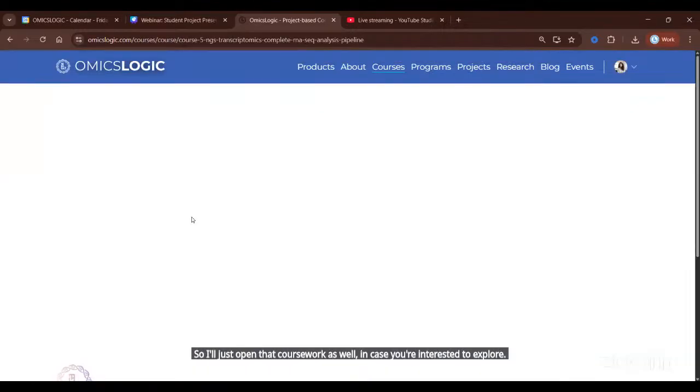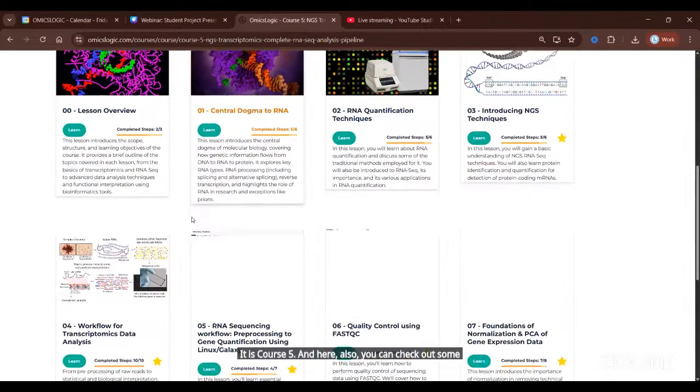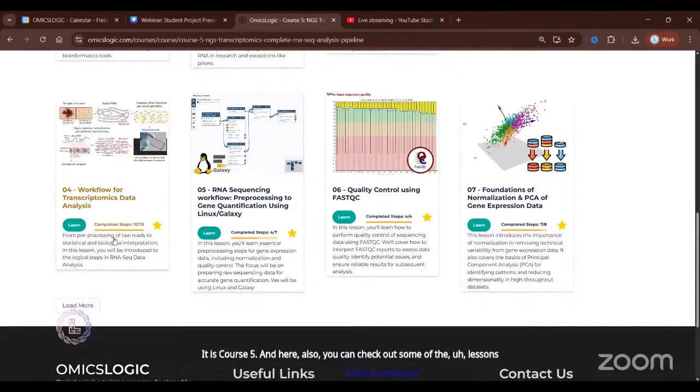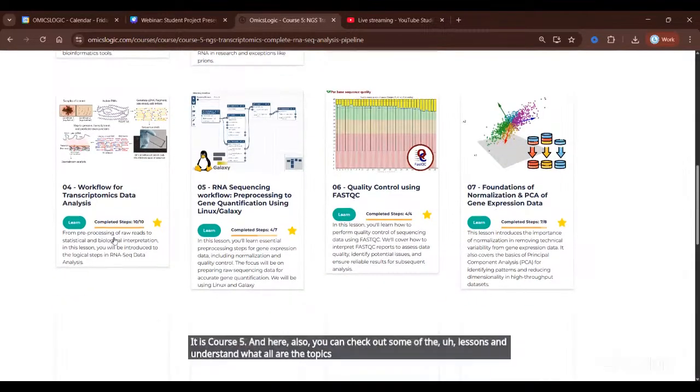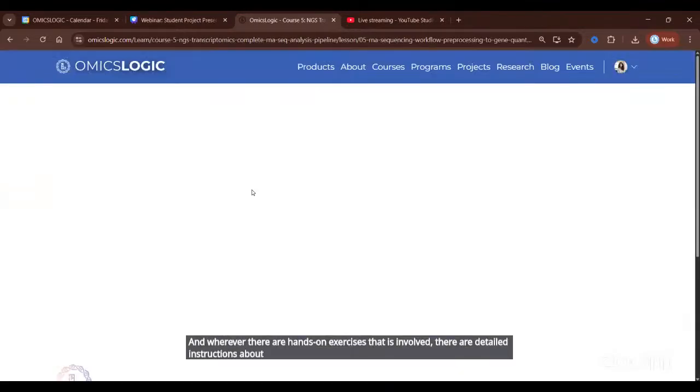It is course 5. And here also you can check out some of the lessons and understand what all the topics are that are covered in the curriculum. And wherever there are hands-on exercises involved, there are detailed instructions about how to perform different analysis.